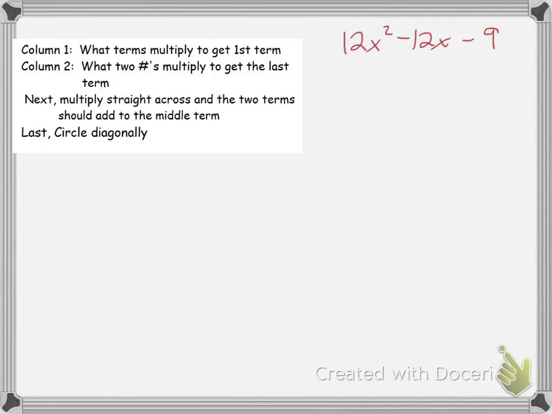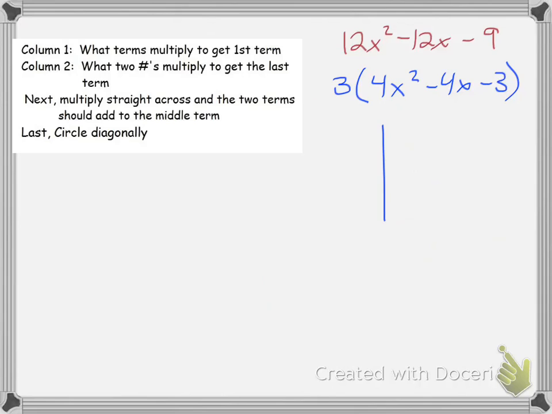Okay, here I have 12x squared minus 12x minus 9. I put the steps here again on this page. You don't need to copy them down again. It's the same steps. But first, I still want to look to factor out a GCF. And my GCF here is going to be a 3. So it's going to be 3 times 4x squared minus 4x minus 3. Okay?